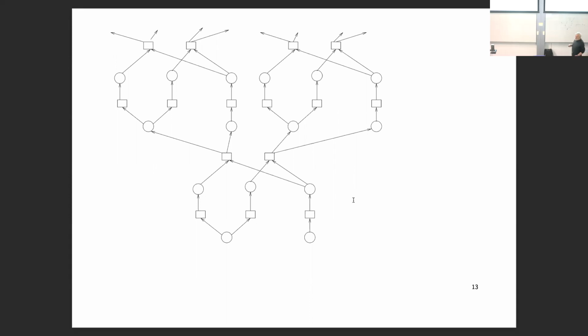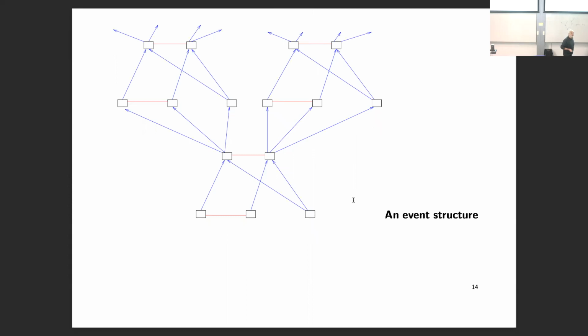So if we abstract away that use of conditions, just remember what they're important for, then we end up with something called an event structure. Just look at the events and remember what that causal glue was doing. It's giving us a partial order of causal dependency between the events, where you see that this event depended on this one, for example. And you see the conflicts. You see which event immediately conflicted with which other.